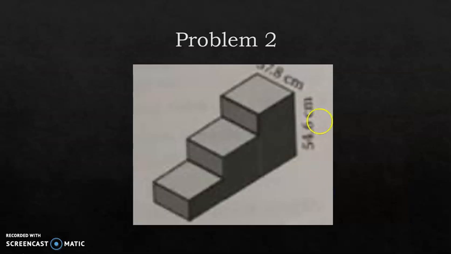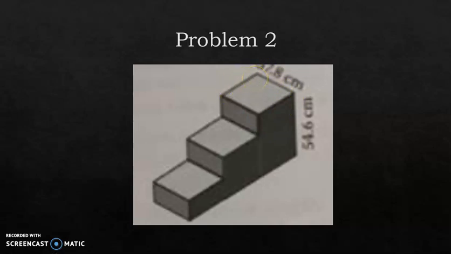All right, so problem number 2. So now they are asking you to find the volume of these steps here, okay? So they've given you 2 measurements, okay? So you don't have to measure this one with your ruler. So they've told you that this side is 37.8 centimeters and this one is 54.6. Okay, you can safely assume that this is a square up here, and so if this side of it is 37.8, this one is also 37.8.